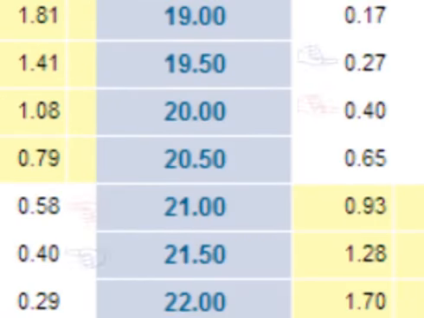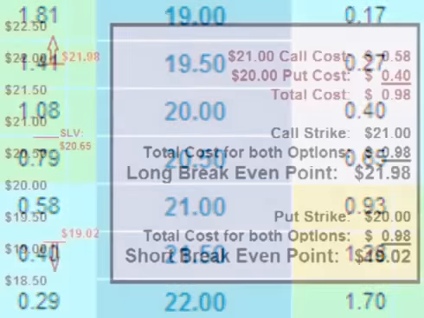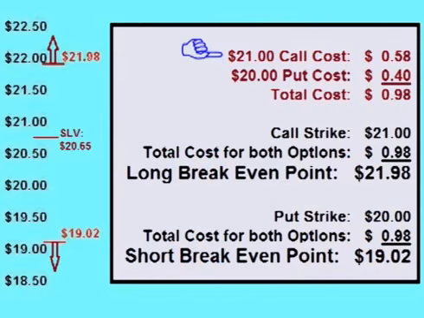Let's look at an example of two choices of a long strangle a trader could place on SLV, the silver ETF. At the time of making this video, SLV is currently priced at $20.65 per share. A trader could place a strangle by buying a call option with a $21 strike for 58 cents and buying a put option with a $20 strike for 40 cents, for a total cost of 98 cents a share up front. These options are only slightly out of the money.